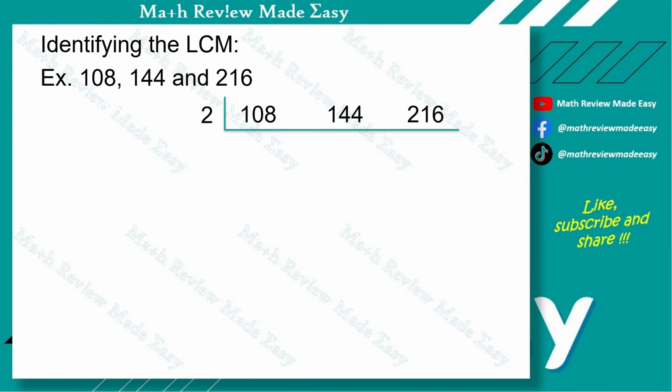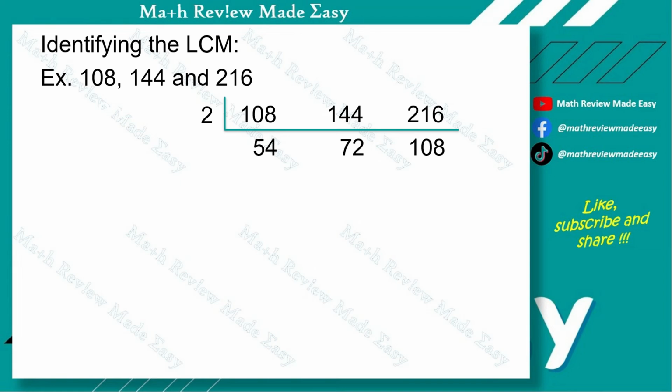Pero, ang gagawin natin, step by step, kukunin natin yung pinaka-prime factor niya. But again, wala namang problema kung hindi prime factor ang kunin nating factor para sa mga to. So, 108 divided by 2 is equal to 54.